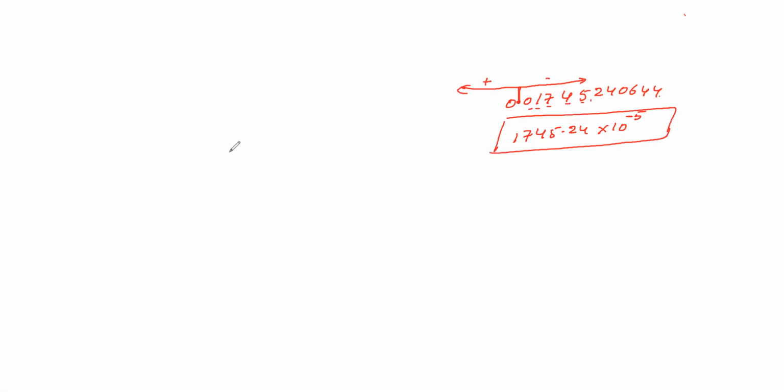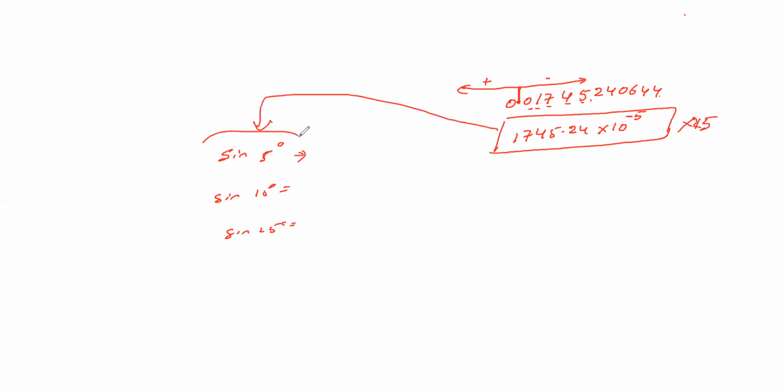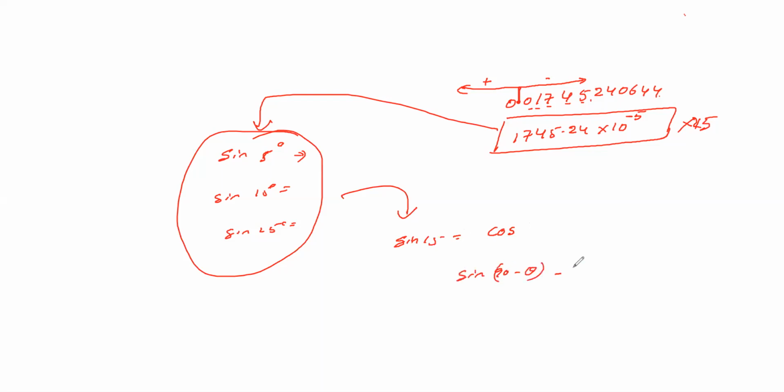Now if you want to find sin 5 degrees, or sin 15 degrees, or even sin 25 degrees, just multiply with this number. If you want sin 5 degrees, multiply with 5. If you want sin 15, multiply with 15, or 25. Whatever values I'm giving you are related to sine functions only. Once you get sine, you can get cos. For example, sin 15 degrees gives you cos 15 degrees. The formula is sin(90 minus theta) is equal to cos theta. Remember the relation. With respect to this, you can solve it.